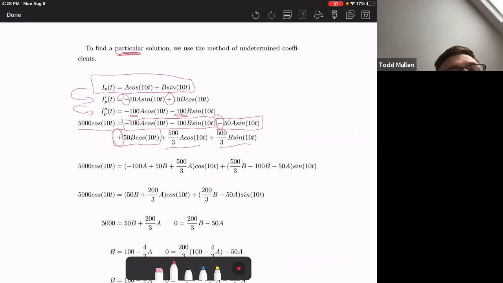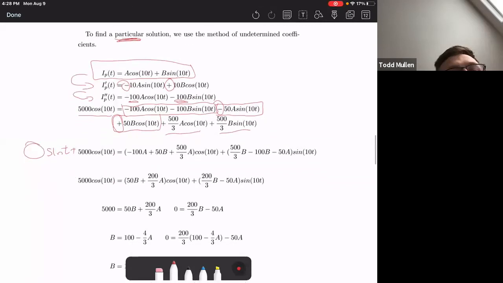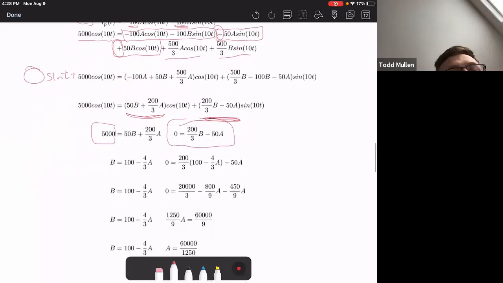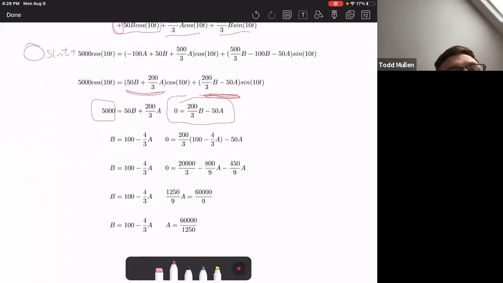So let's break it into sines and coses. We have 0 sine t here. So we're going to have one equation that is set equal to 0. That's everything multiplied by the sine. And one equation that is equal to 5,000. That's everything that is multiplied by cos. Now we solve this system of equations.